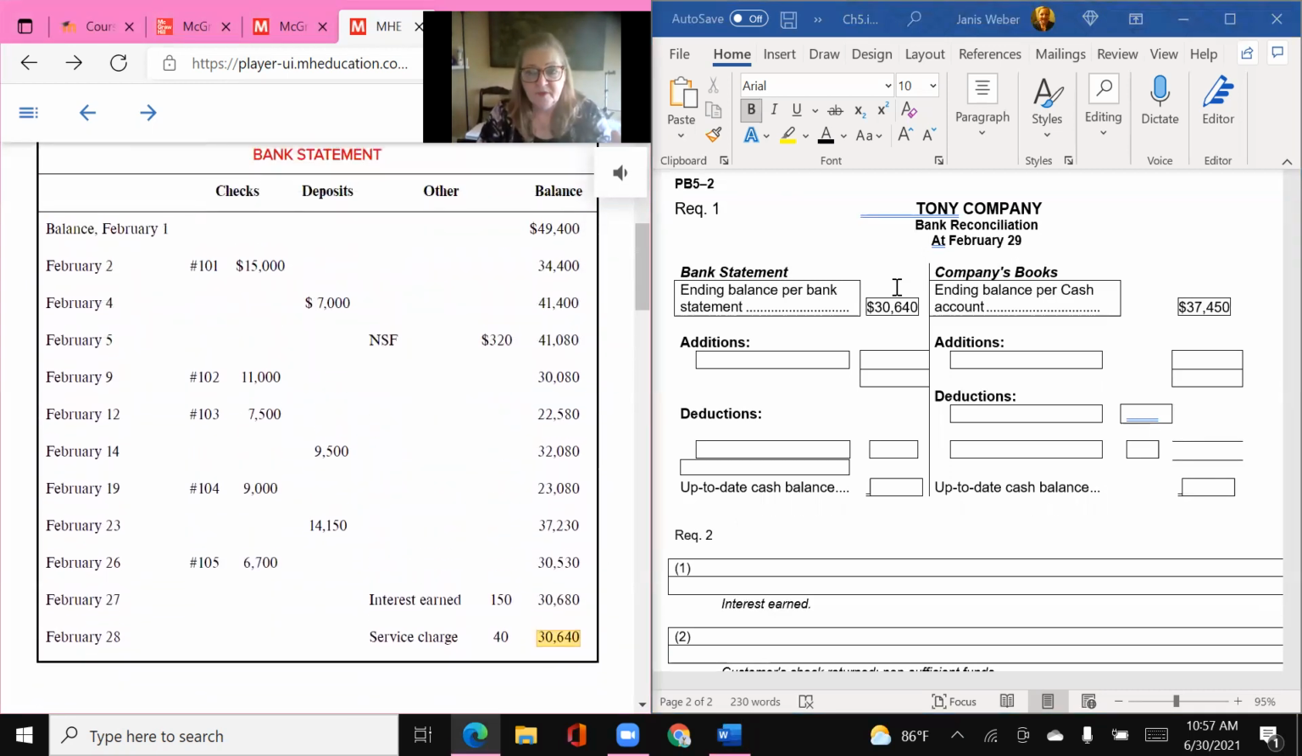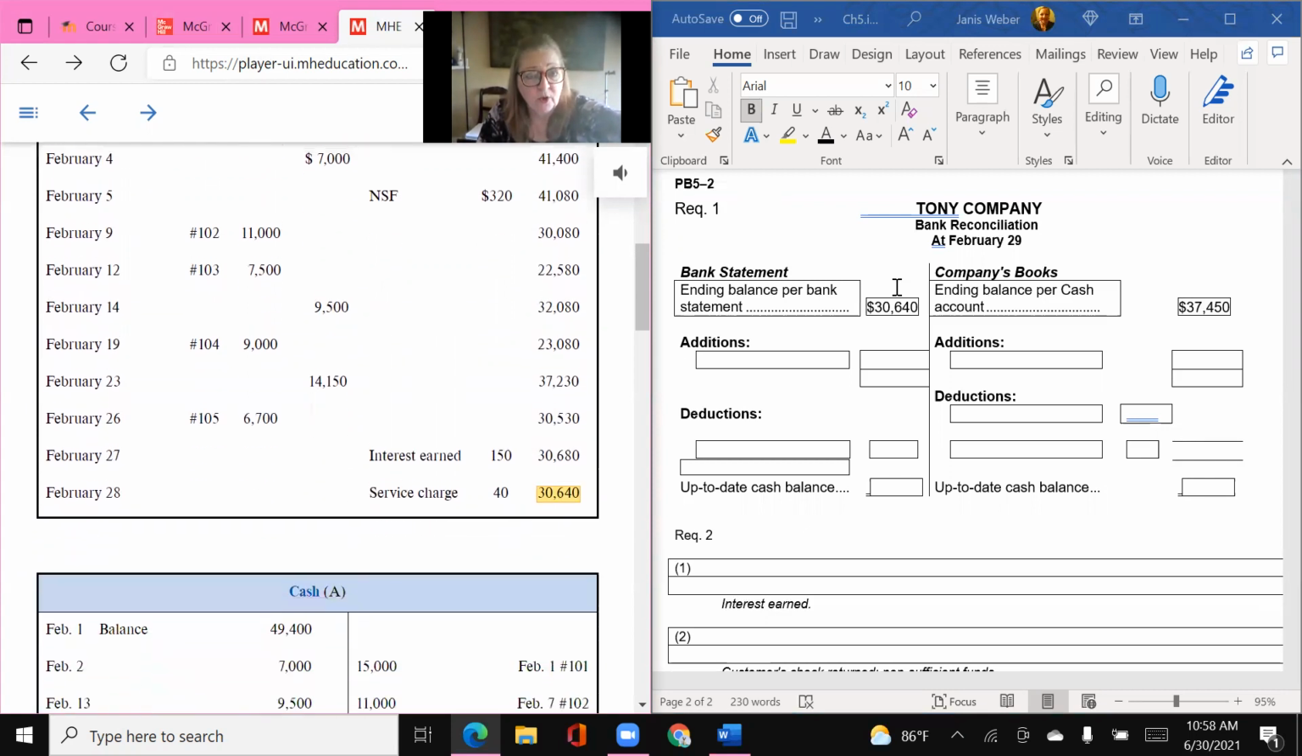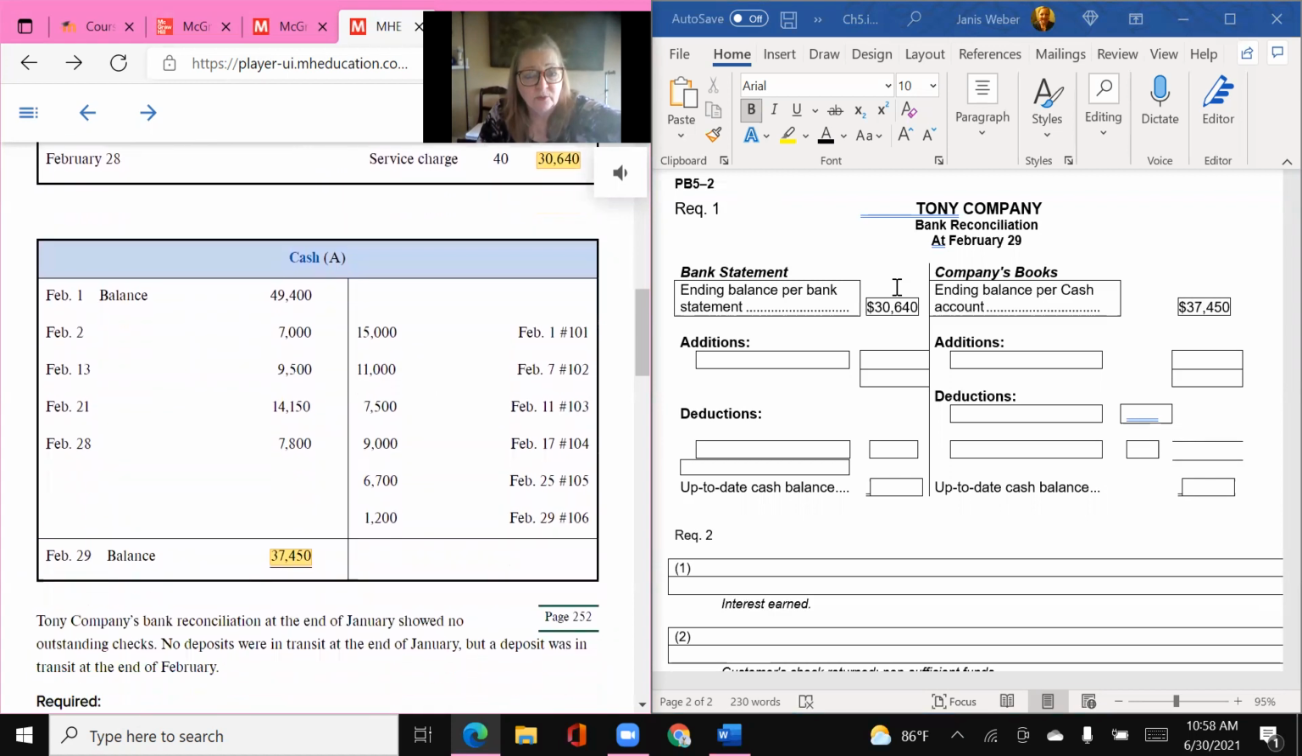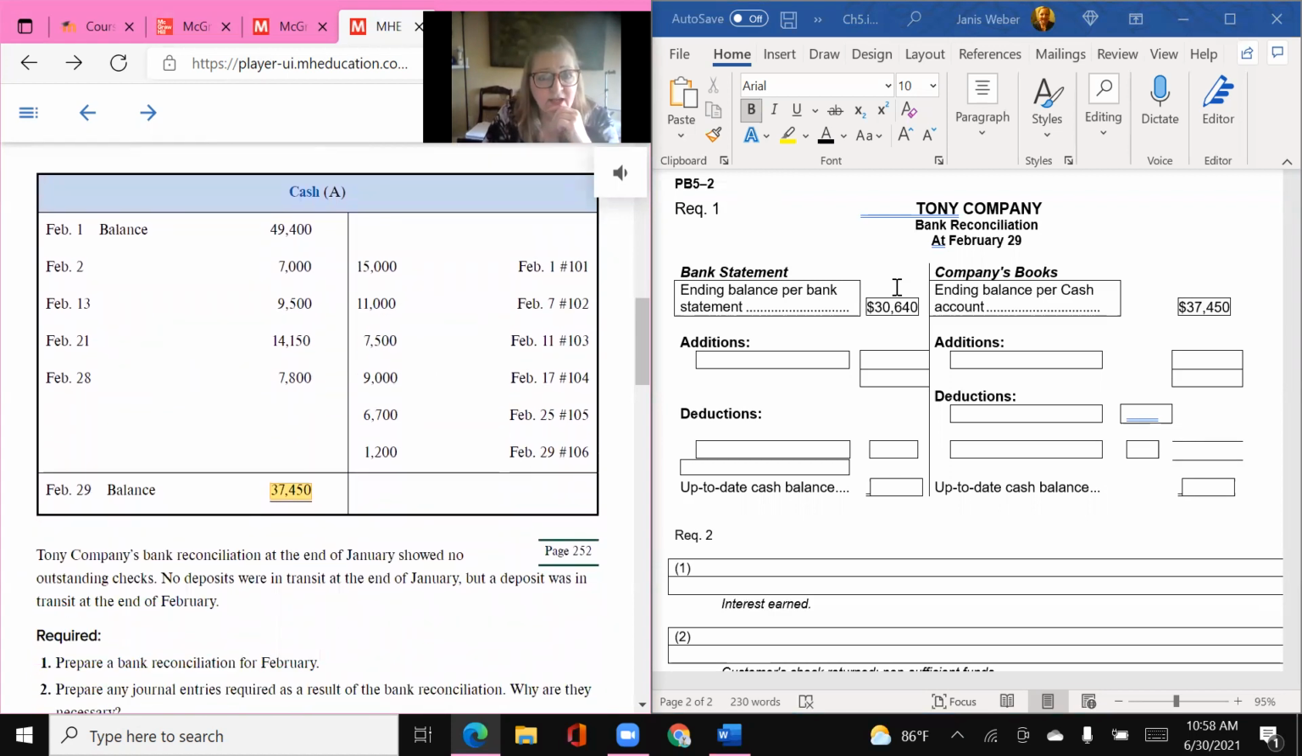Okay. So what we're going to do is look at the different checks to see which ones clear. See the checks on the bank statement? The checks that cleared were 101, 102, 103, 104, 105. So 101 through 105 cleared. When you look at the T account, you see that we wrote checks 101 through 106, but the only ones that cleared were checks 101 through 105.